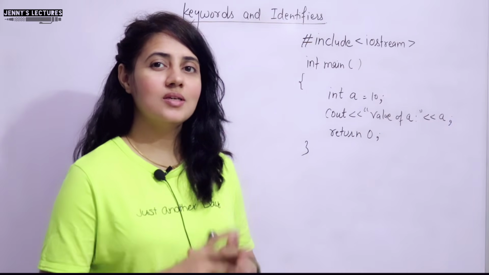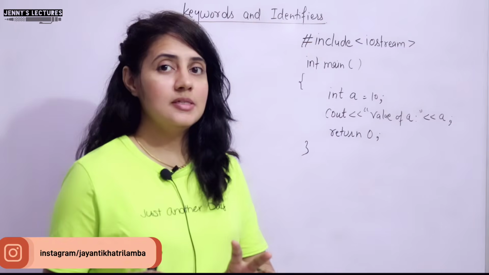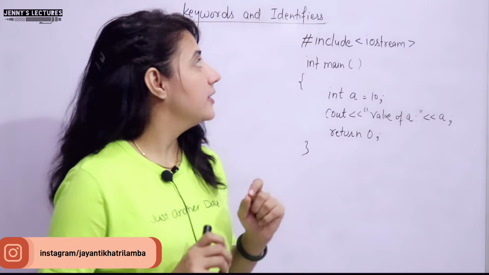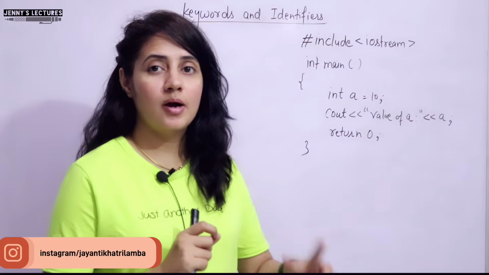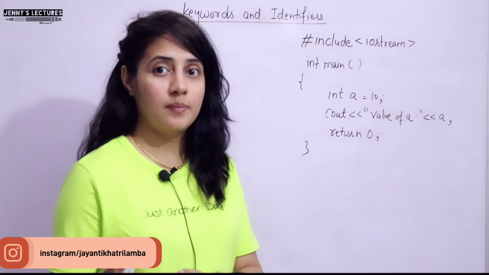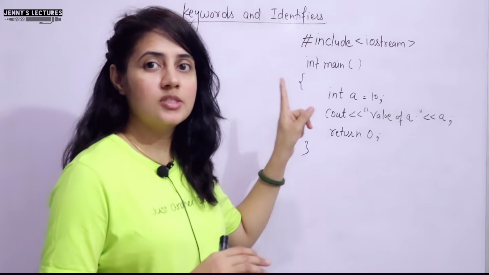So in the series of learning C++ programming language, in the previous video we have discussed constants and variables in C++. In this video we will talk about keywords and identifiers in C++. These two are very important parts of a C++ program. You cannot write a program without these two things, keywords and identifiers.